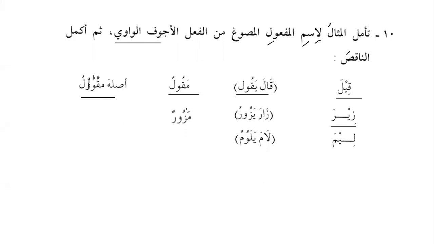Yeah, okay. And أصله will be مزوور. And as we have discussed, one vowel gets dropped and then this dhamma will be transferred to the letter that comes before it when it is ساكن, so it becomes مزور. لام يلوم, to blame someone. He was blamed, لِيم. And if we want to make ism al-maf'ul from that, it will be malumun, excellent. And asluhu malwumun.